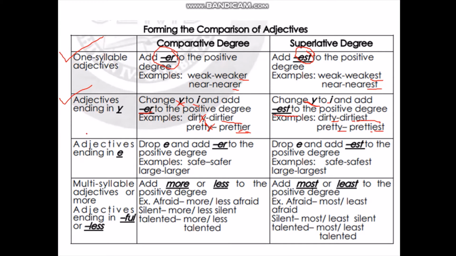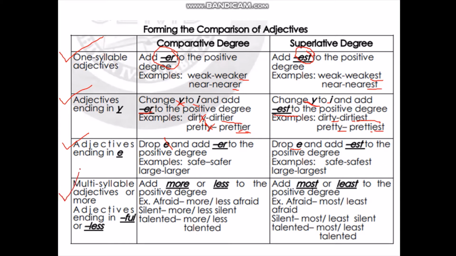Now let's have the third one. The third rule, adjectives ending in E. For comparative degree, we need to drop E and then add ER to the positive degree. Example, safe, now it's safer. Large, larger. As you can see, we just drop the E and then add ER. For the superlative degree, drop E and then add EST to the positive degree. Example, safe, safest. Okay, and then large, largest.